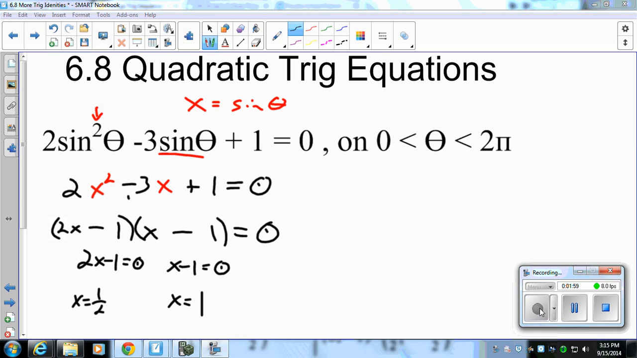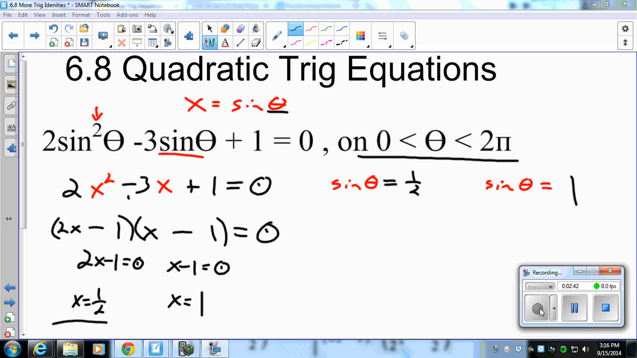Okay, so I solved out that quadratic for x. Well, again, I need to remember I'm solving for a theta on an interval from 0 to 2 pi. So now I take this college algebra problem and bring it back to the context of college trig. If sine of theta was x, I'm going to say sine of theta is equal to 1/2, and then sine of theta is equal to 1.